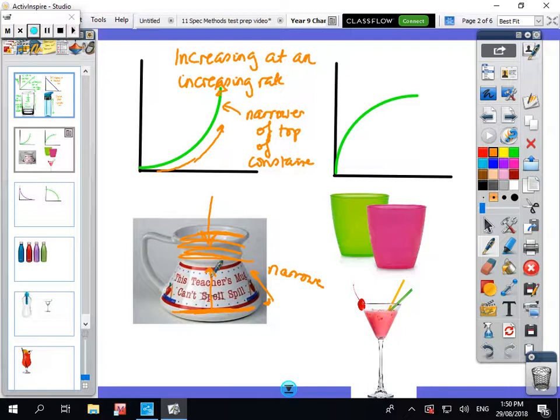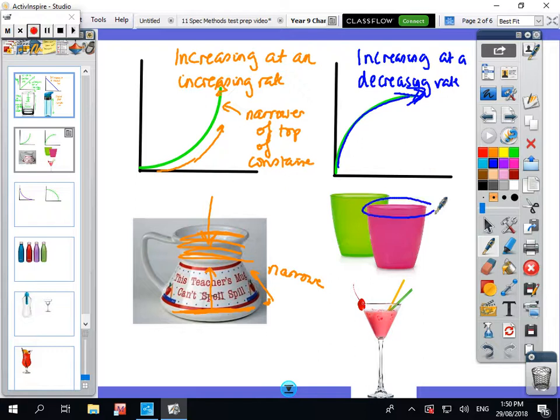Okay, so this next one, it's increasing, but it's slowing down towards the top. So it's increasing still because it's going up, but it's increasing at a decreasing rate. And for that to happen, the container must be wider at the top, because as you're pouring the liquid in through the top, it's going to be quick at the bottom because there's not much there, and as it's going up, it's getting wider and wider, so it's going to slow down.